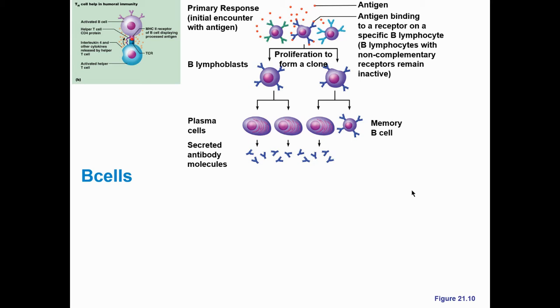Plasma cells lose their surface receptor. Look, they don't look like B cells anymore. They have a lot more rough endoplasmic reticulum. They turn into little protein factories, and they start chugging out antibodies at a rate of about 2,000 per second. And it's those antibodies that are going to go out and destroy the antigen. We'll talk about antibodies in just a second.